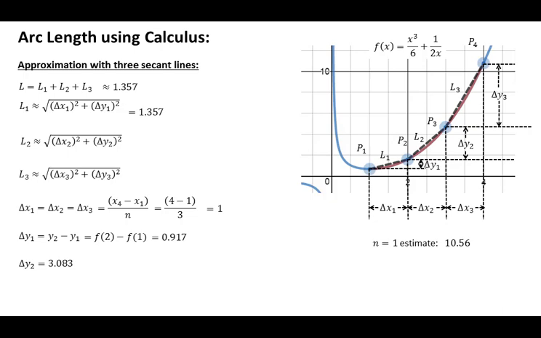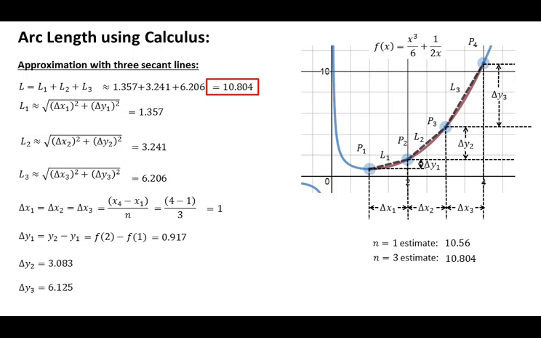Next we can look at delta y sub 2, which, using the same process, is going to be 3.083. We plug that into our L sub 2 equation and get 3.241. Lastly, we find delta y sub 3 at 6.125. Throw that into L sub 3, and we get 6.206, which is just a little bit bigger than our delta y value. Adding all three of these lengths together, we get that our length is approximately 10.804.